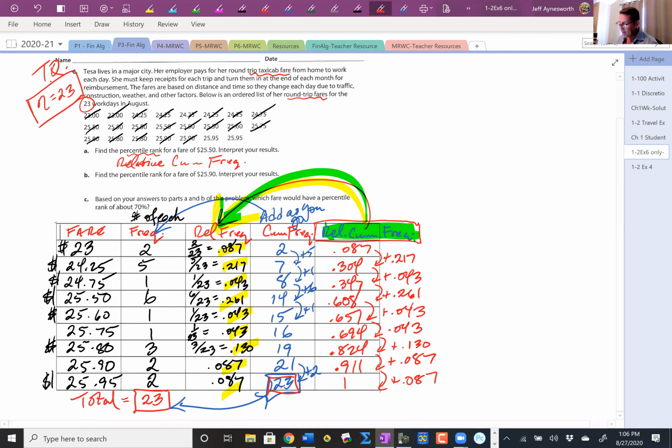Now, we did that for a reason. These relative cumulative frequencies, let's put a big bold label up top here. This is percentile rank. Another name for that is percentile.